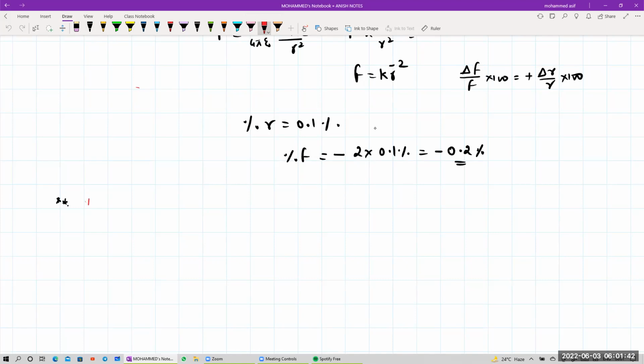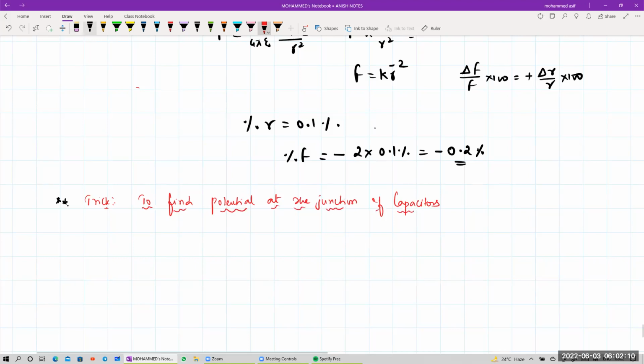Next, one more trick to find the potential at the junction of capacitors. To find the potential at the junction of capacitors, we use the formula V is equal to C1 E1 plus C2 E2 plus C3 E3 divided by C1 plus C2 plus C3.